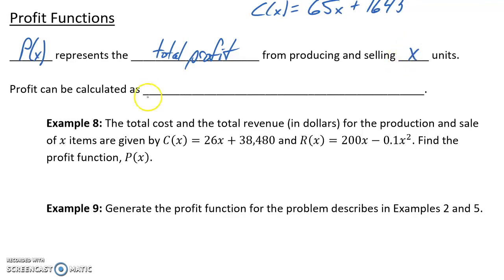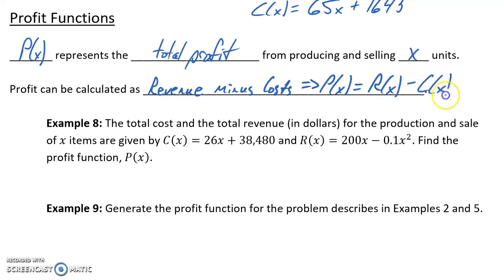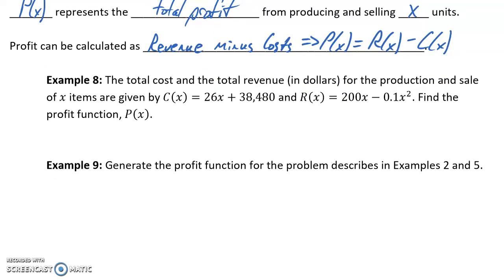We can calculate profit as our revenue, so the amount of money that we bring in, minus our costs, so the amount of money that we had to spend to produce and sell those items. Or if we want to turn that into a formula, that would be P of x is equal to R of x, so our total profit is equal to total revenue minus C of x, our total costs. So to generate a profit function, we can just take the difference of our revenue and our cost functions, and we have that result.